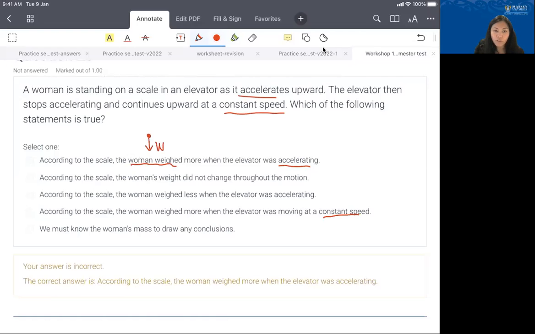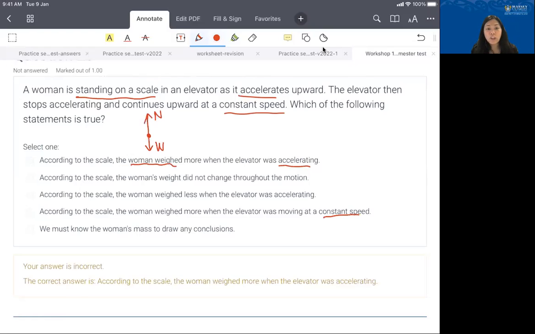This is the weight of the woman. The object here is the woman. Apologies, I'm referring to the woman as an object, but semantically in physics, we refer to everything as objects. The object here is the woman, because that's what we want to find the weight of. If we draw the free body diagram of the woman, you have the weight force of the woman, and then the woman is standing on a scale. The scale is supporting the woman, so you have a normal force that is upwards.